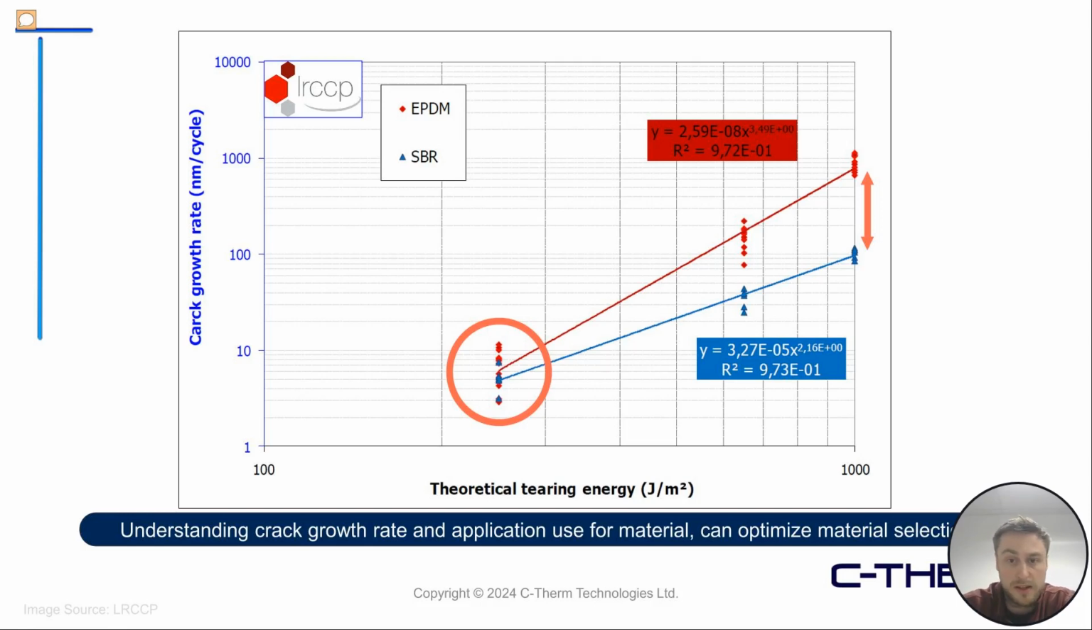For example, SBR might be a better use case for a high tear strength application, like a belt that could be subjected to high tear energy, while the EPDM might be more suitable for low tearing energy conditions.